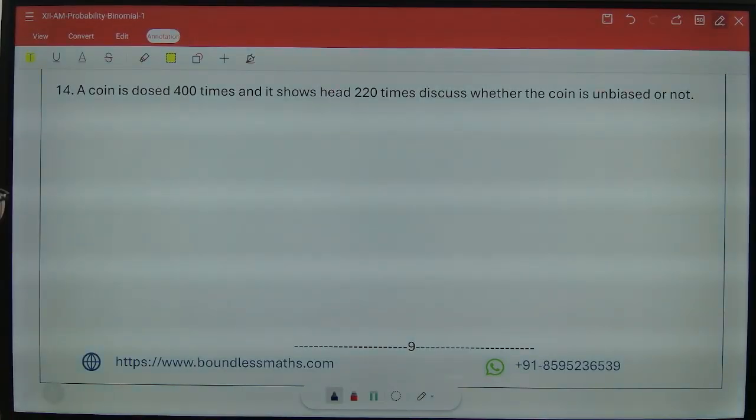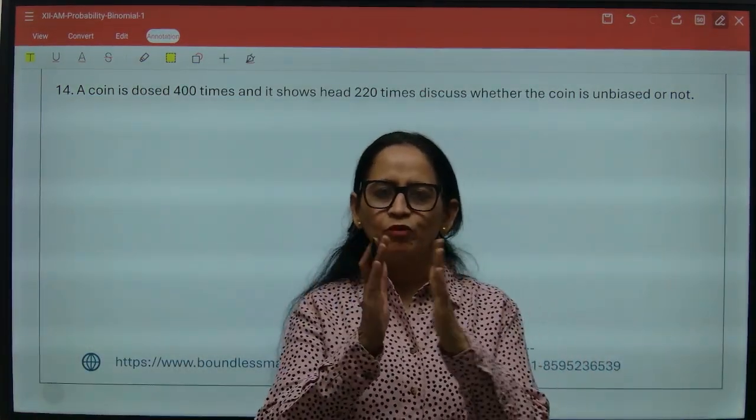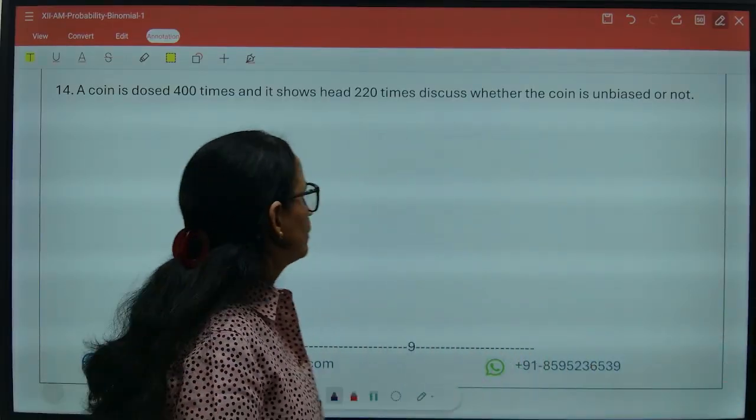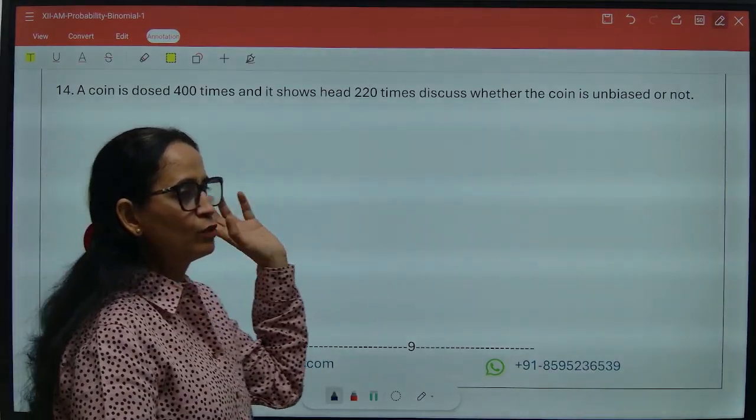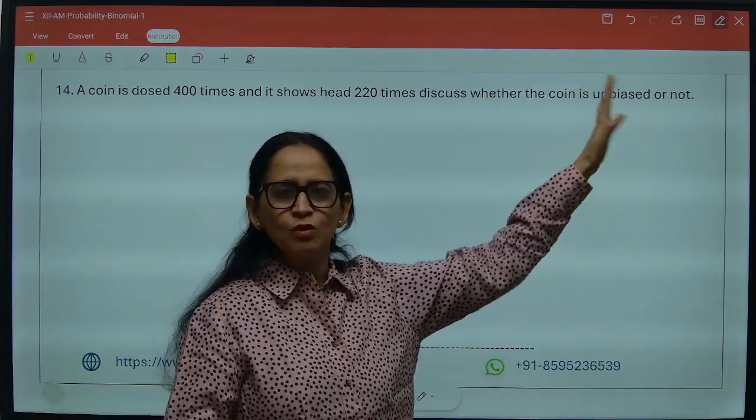400 times and it shows heads 220 times. Discuss whether the coin is unbiased or not. Now this depends on the range from the mean to 2 times the standard deviation or maybe 3 times the standard deviation. So that means we need the values of mean and the standard deviation to find whether the coin is biased or not.